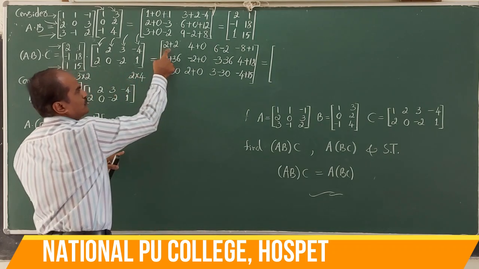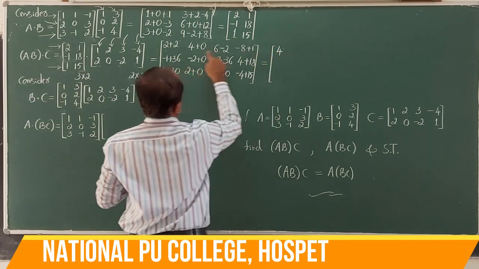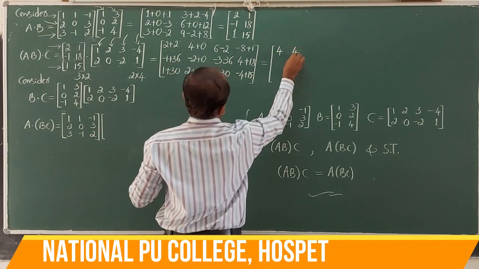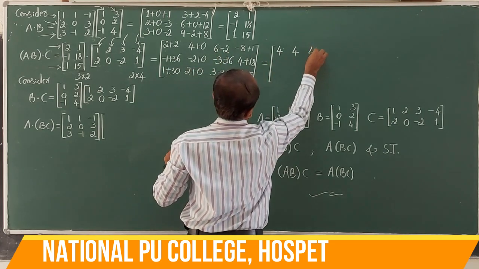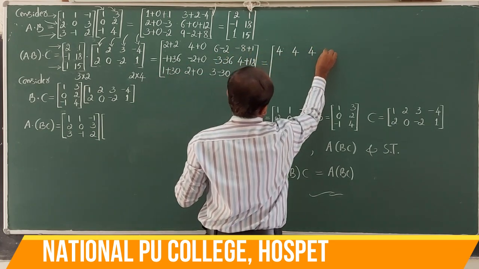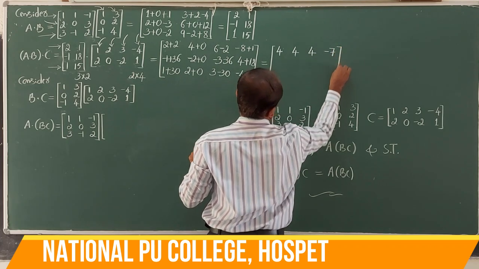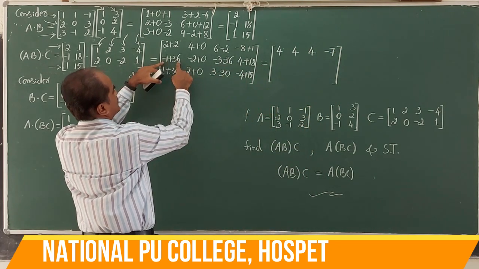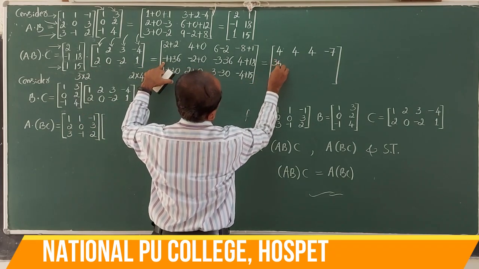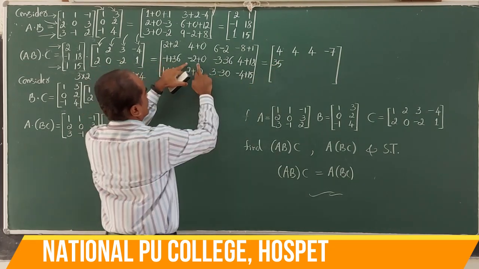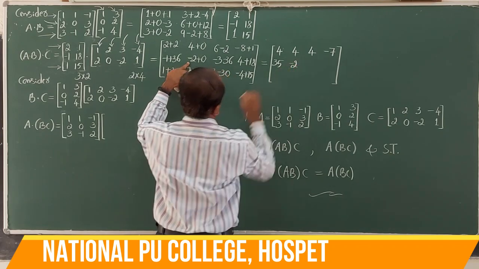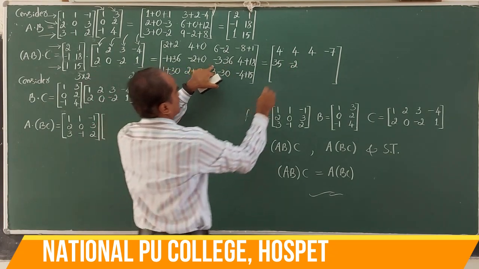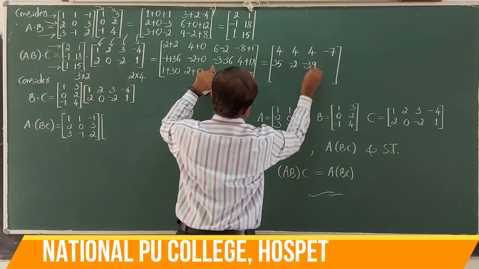Now, 2 plus 2, 4. 4 plus 0, 4. 6 minus 2, 4. Minus 8 plus 1, minus 7. Minus 1 plus 36, 35. Minus 2 plus 0, minus 2. Minus 3 minus 36, minus 39.